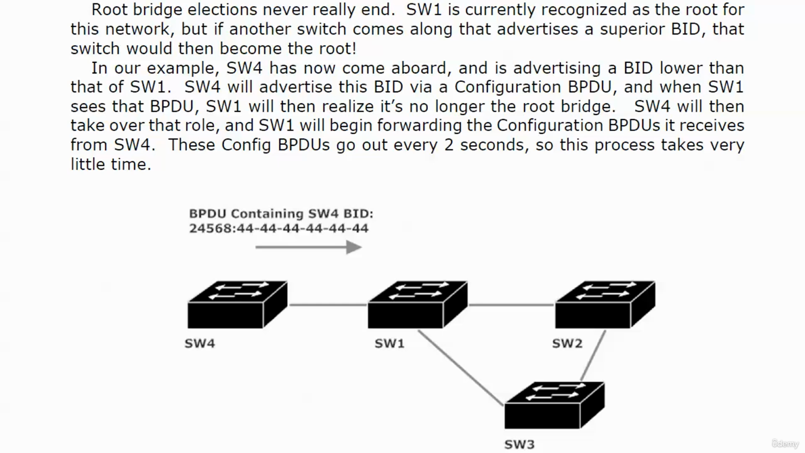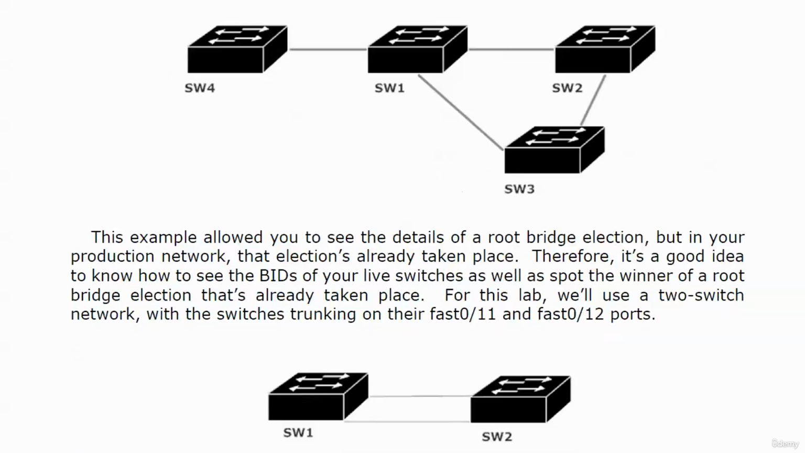When switch 1 sees that BPDU coming in, it says, hey, I'm no longer the root. This other guy, switch 4, is. And then switch 1 begins relaying the configuration BPDUs it receives from switch 4. These config BPDUs go out every 2 seconds. So first off, the detection of a new potential root goes pretty quickly, and then letting all the other switches know about the change goes quickly as well.